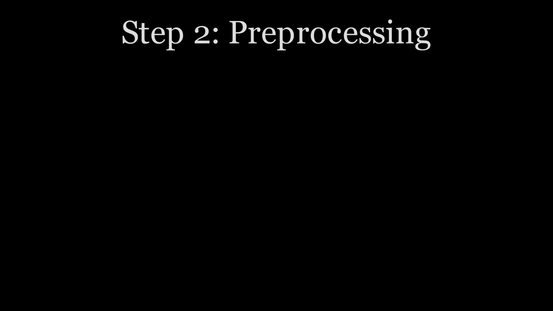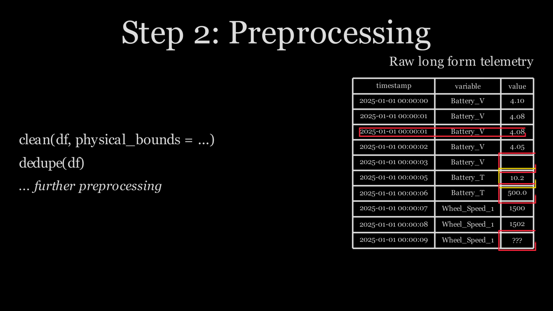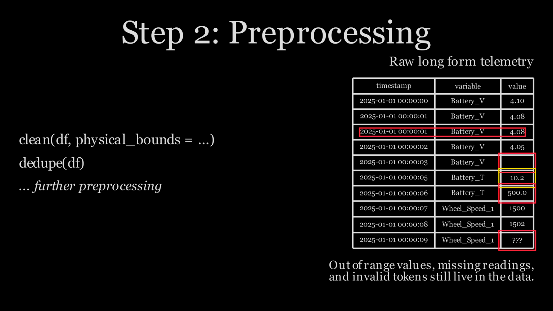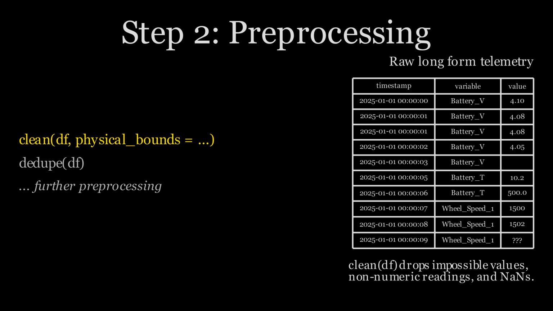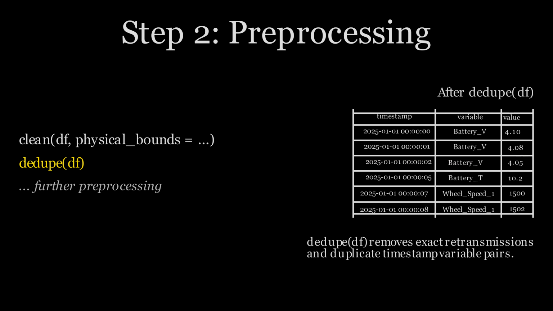But at this stage, the data is still messy. In pre-processing, our clean function removes impossible values, non-numeric entries, and empty data points. After that, we remove duplicate timestamp-variable pairs to ensure that each piece of telemetry is uniquely represented. This gives us a clean, physically meaningful dataset to work with.